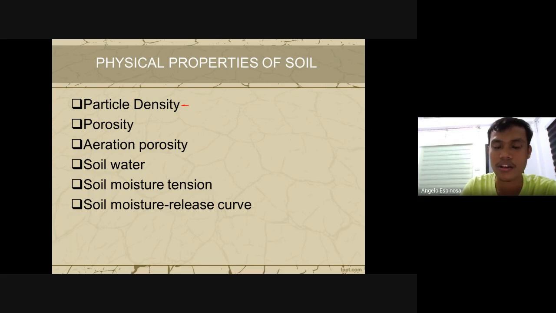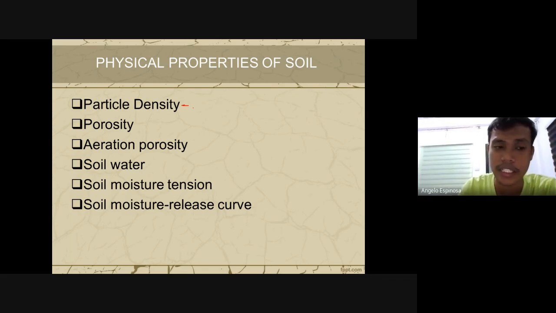Now we are also done with the bulk density, which means the compactness of the soil. When we talk about bulk density, it's not just talking about the mass or the volume of the soil, but also it talks about the porosity of the soil. Siya yung indicator of porosity.